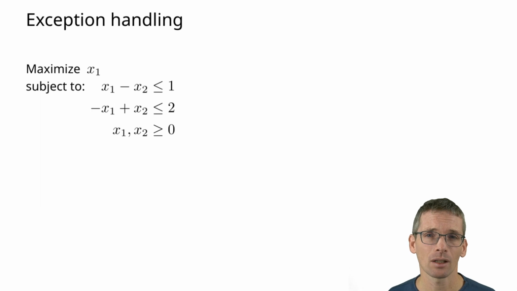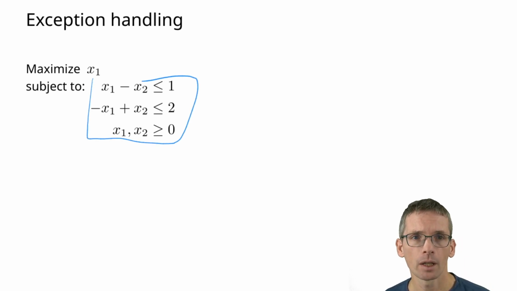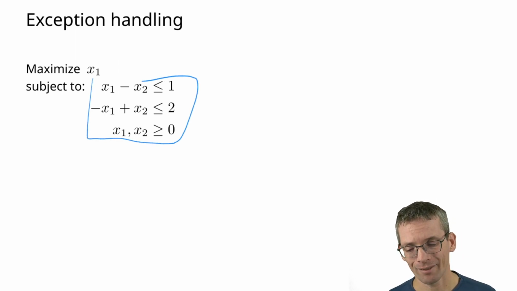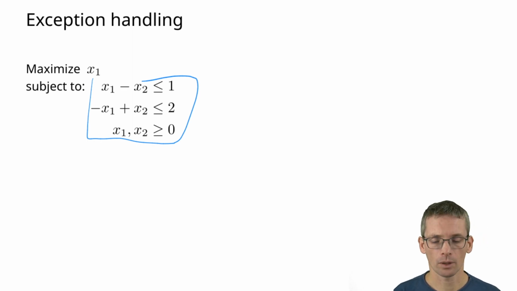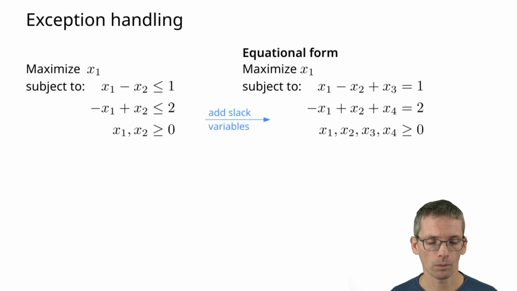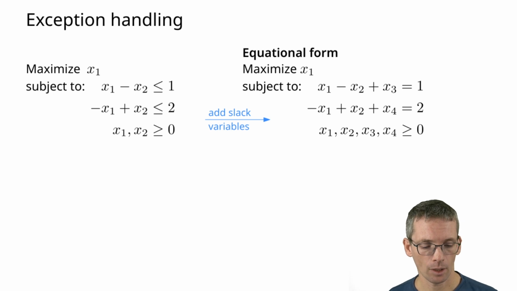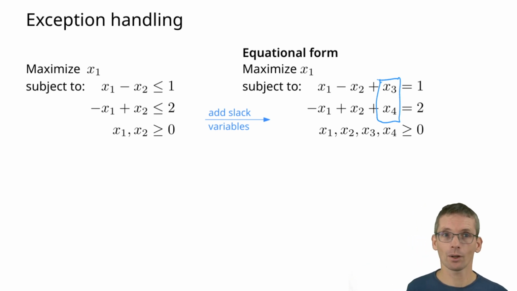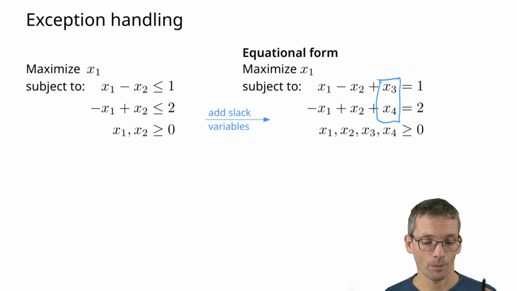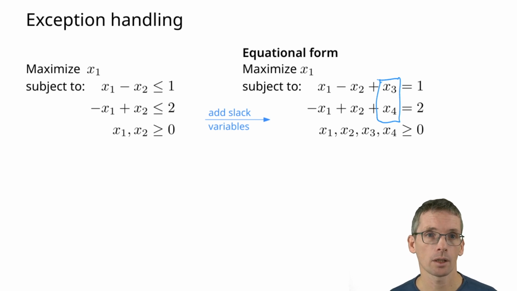So let's take a look at the following linear program. We want to maximize x1. We have these inequalities. Of course, the first step is we want to have equational form. To get this into equational form, we rewrite it like this with slack variables here and there. And if you don't know what equational form is, make sure to watch that video first.